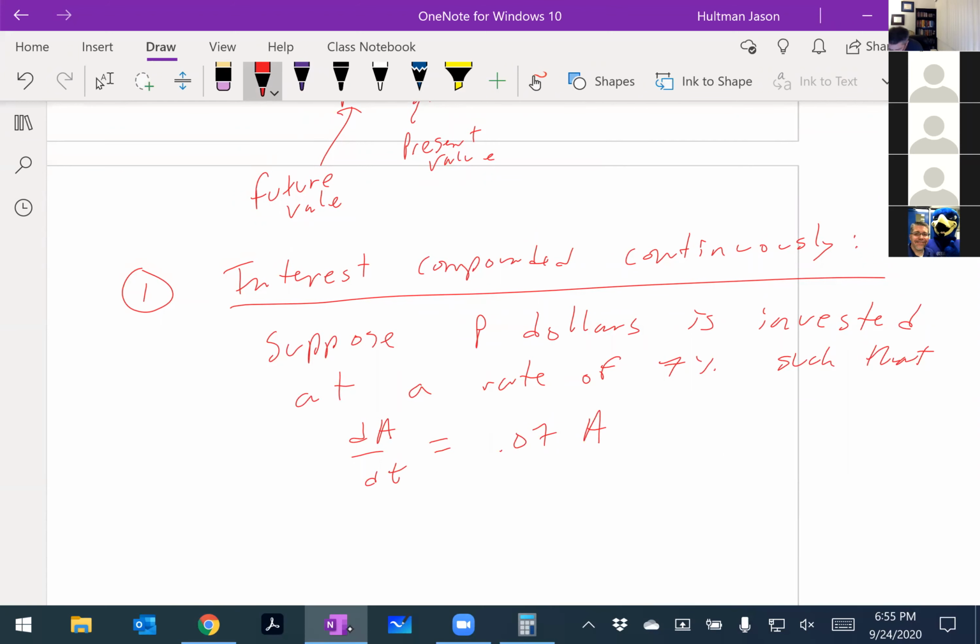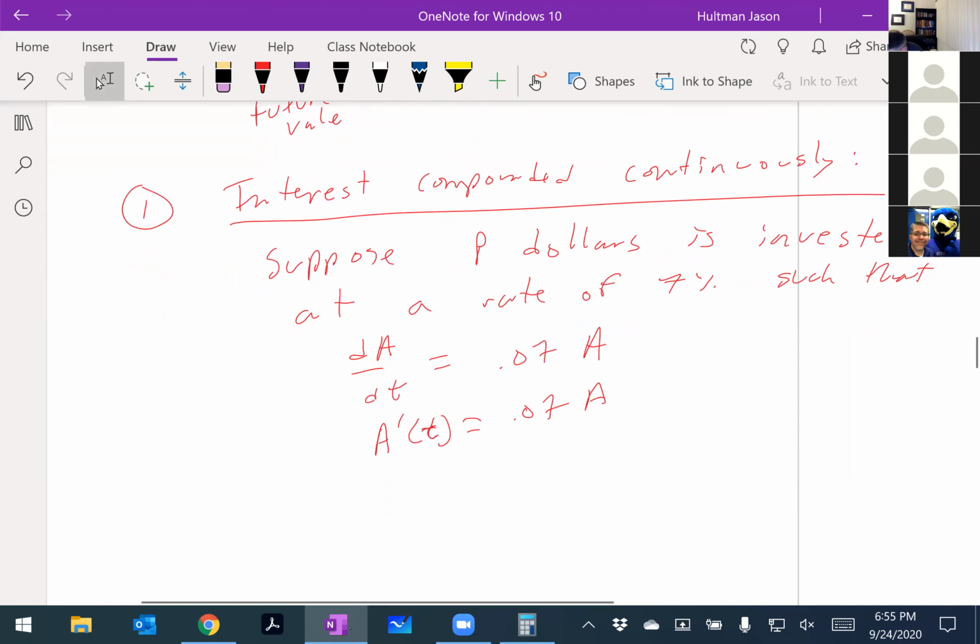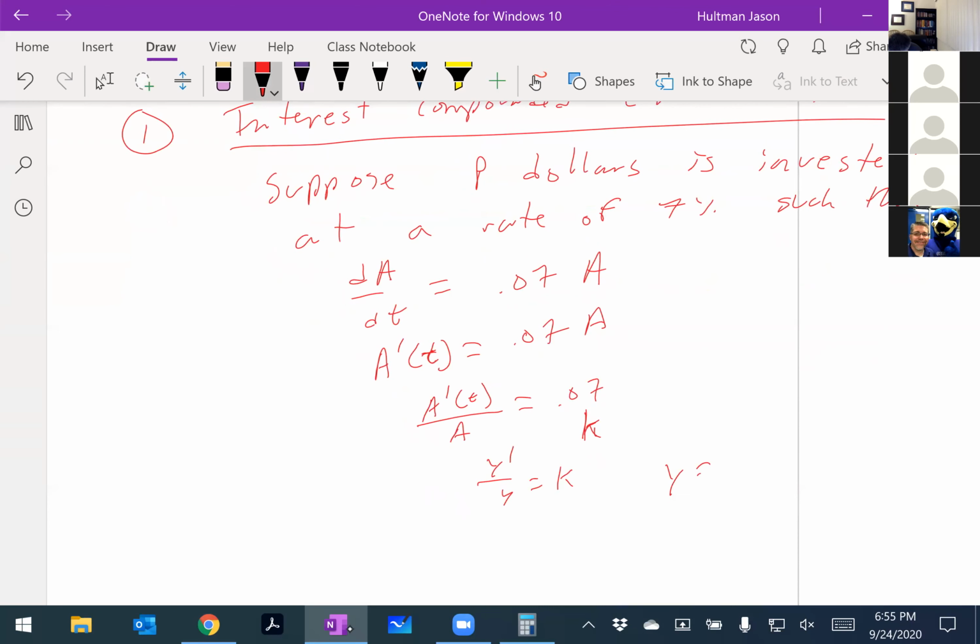So this dA/dt, that's A prime. I know what that is. That's A prime of t, which is equal to 0.07A. Well, remember when we had the derivative, A prime of t over A, if I divide by A, is equal to 0.07. Oh, look at that. That's k, right? Remember when I had y prime over y equals k, that meant that y had to be equal to Ce to the kx, right?